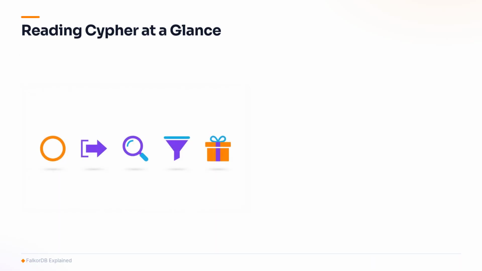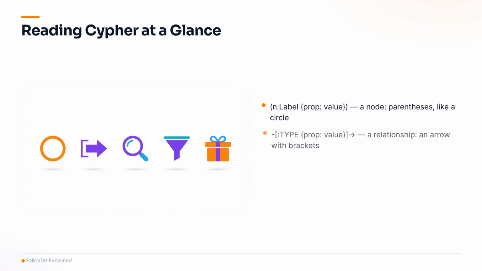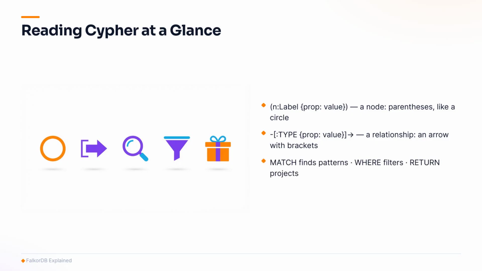Here's your Cypher cheat sheet. Nodes are wrapped in parentheses. Think of them as little circles, with an optional label after a colon and properties in curly braces. Relationships are arrows with square brackets holding the type. Match finds every occurrence of a pattern. Where filters the matches, and return chooses what comes back. For writing, create adds new data. Merge adds it only if it isn't already there. Set updates properties, and delete removes things. That's 90% of the language on one slide.